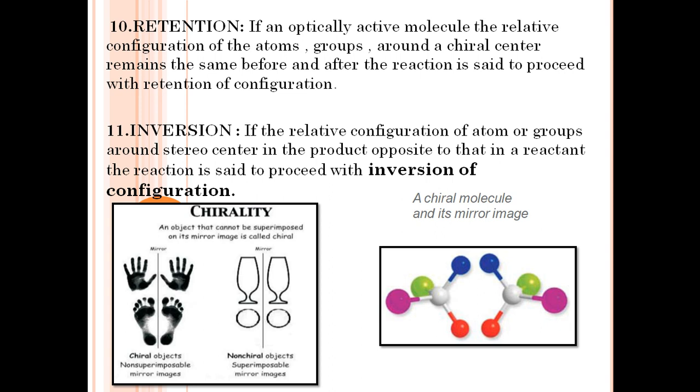Here we can see a diagram in which we can see a chiral molecule and a non-chiral molecule. For a chiral molecule, we see the example of hands and feet. Mirror images are not superimposable, but a non-chiral molecule has symmetry, and their images are superimposable.